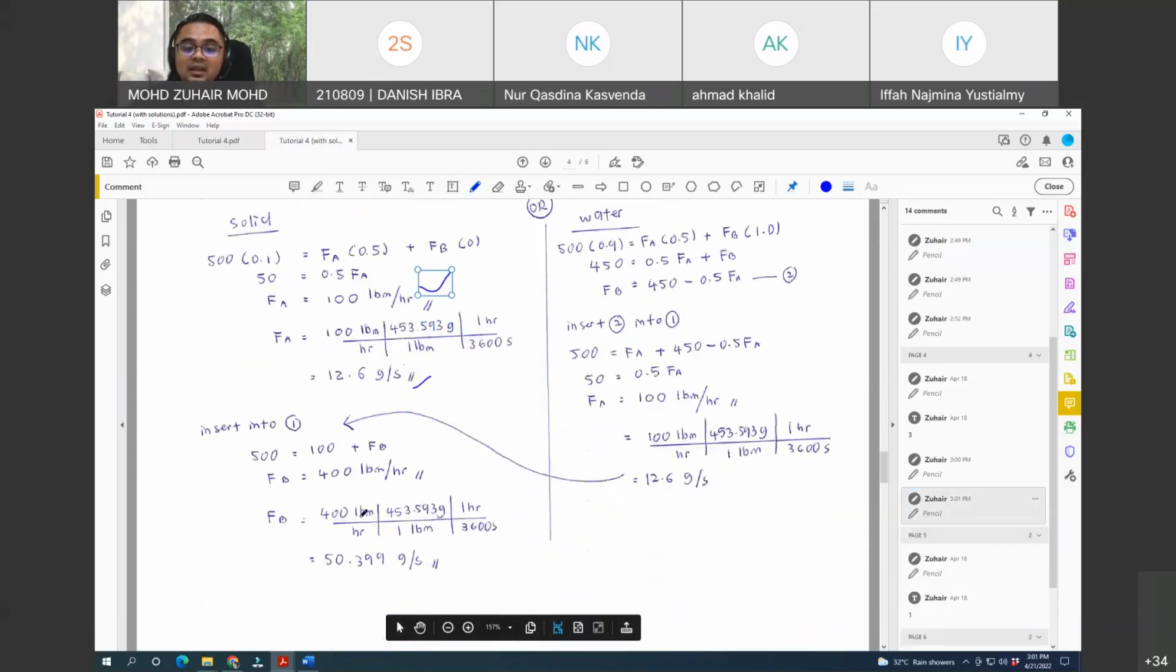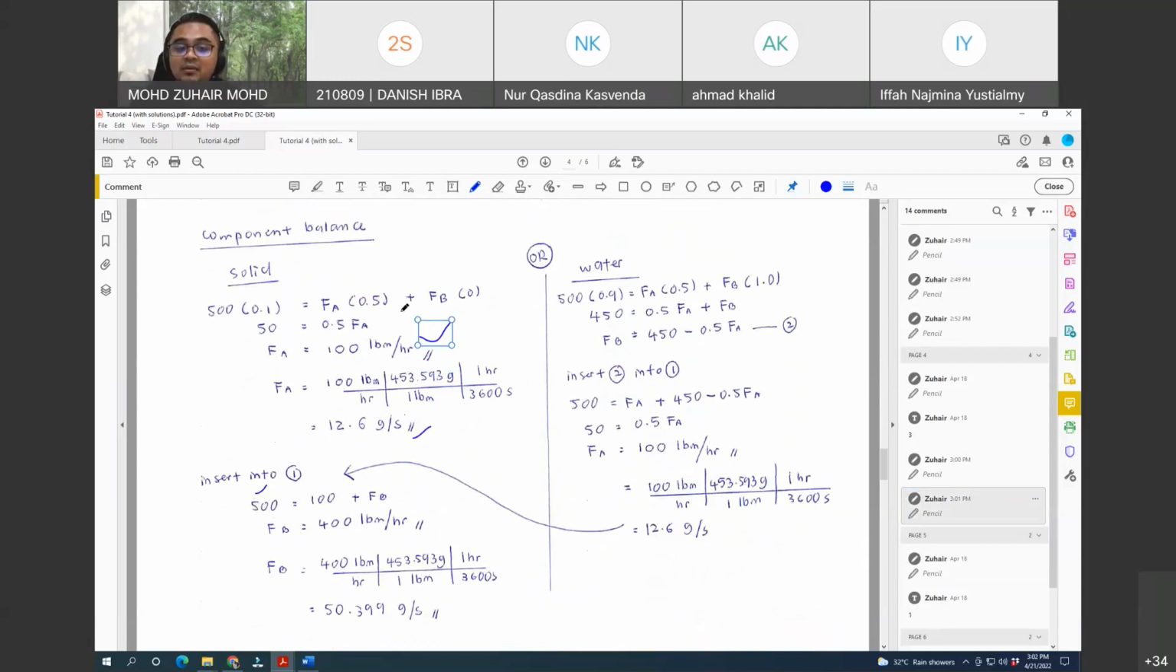Okay, similarly, we still need to find FB here. 500 minus 100. Okay, please be consistent with the unit, because 500 is in pound per hour.